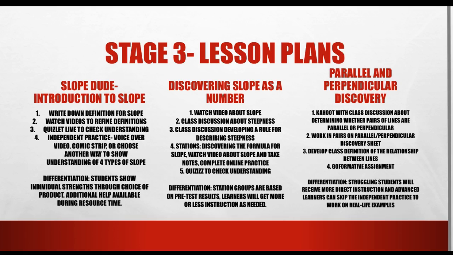In our parallel and perpendicular discovery activity, we'll start with Kahoot and class discussion about looking at lines being parallel and perpendicular and what that means. And then we'll work in pairs to discover some similarities between the relationships of parallel and perpendicular lines. And based on that discovery sheet, we will develop class definitions of the relationship between lines. And then lastly, we will do a Go Formative assignment before doing independent practice. During this lesson, struggling students will receive more direct instruction, and advanced learners can actually skip the independent practice and work on real-life examples to be used in future lessons for the class.